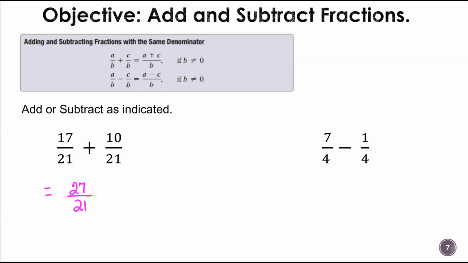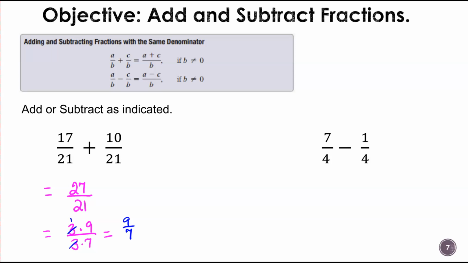Now 27 and 21 are both divisible by 3. So if we simplify this, that's 3 times 9 and 3 times 7, which leaves us with... those were kind of thick lines. Let me get a different one that's not so thick. That leaves us with 9 sevenths.